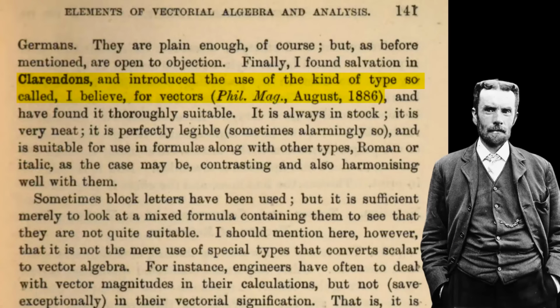It was for this reason that Heaviside realized that his notation was confusing, and the following year promoted the idea of using a different font, the Clarendon font, that looks bold to represent vectors. Even with this change, it was still pretty confusing.